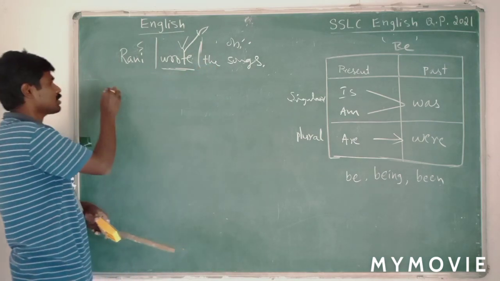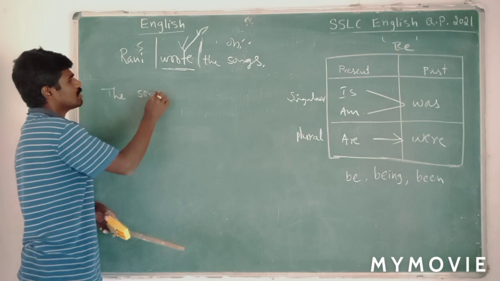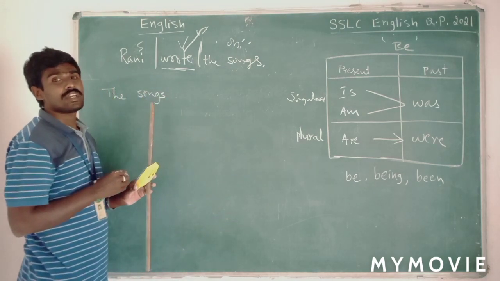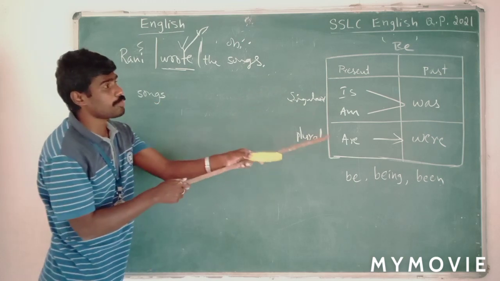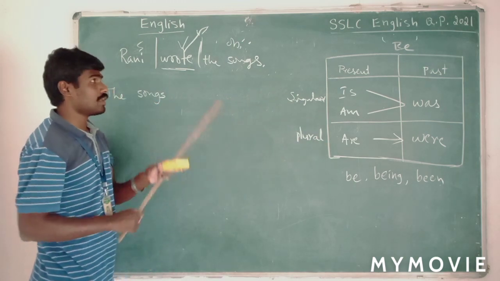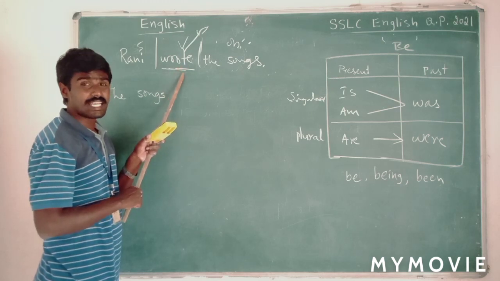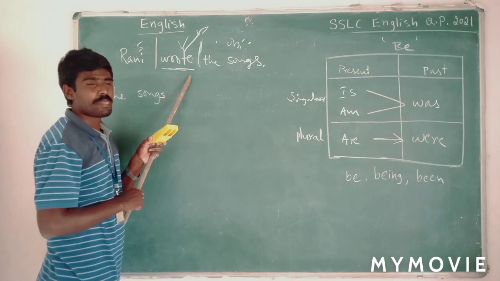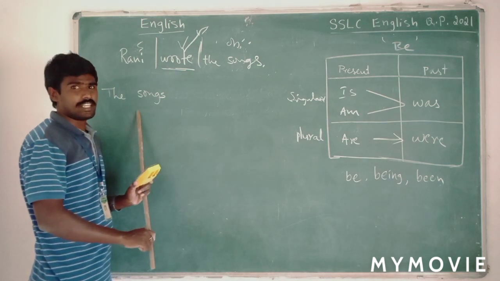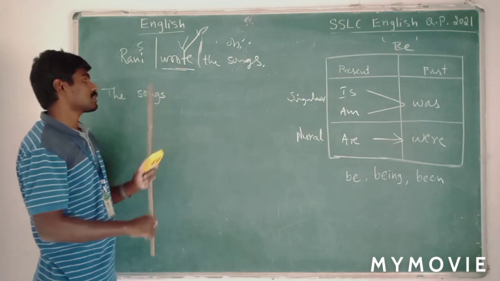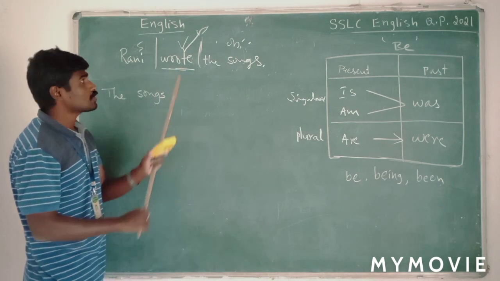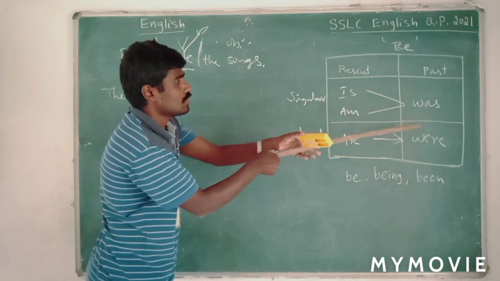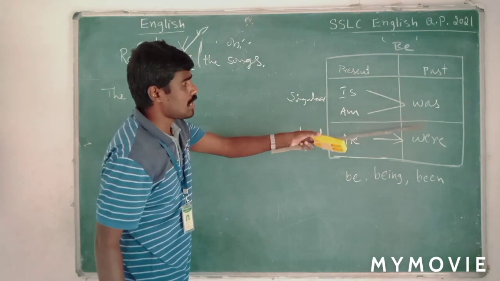Now the object becomes the subject. The songs. Now we have to write the be verb. So before going to the be verb table, we should consider two things. One, whether the sentence is in present tense or past tense. The tense of the sentence. Next, the subject of the sentence. So tense, past tense, subject, plural. So past tense, now only look at the past be verbs. Was, were. Now should we use was or were?